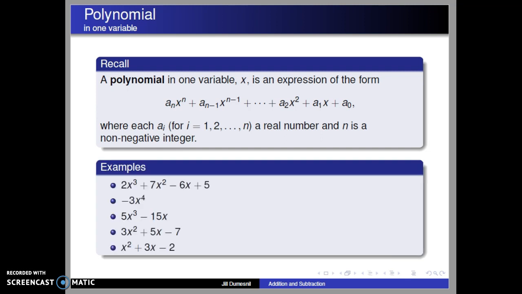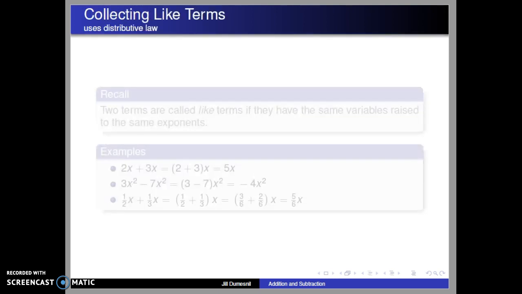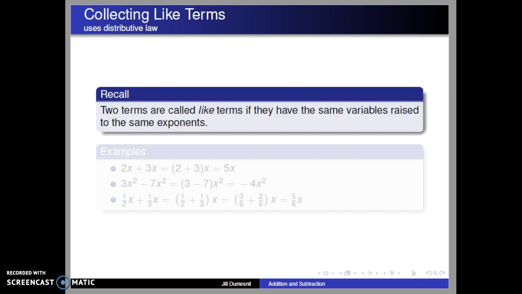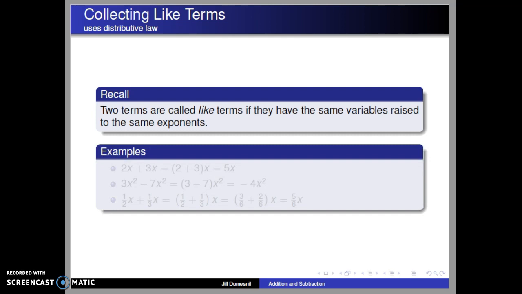Here are some examples of polynomials. It's important to note that collecting like terms uses the distributive law of multiplication over addition. Recall that two terms are called like terms if they have the same variables raised to the same exponents. Let's consider examples of collecting like terms.